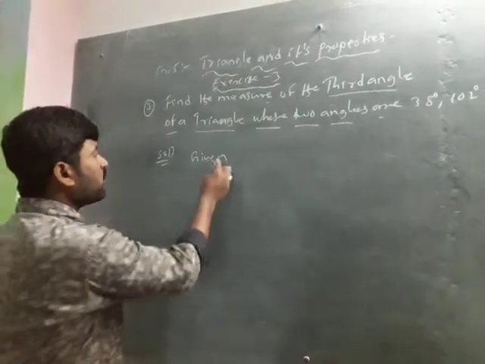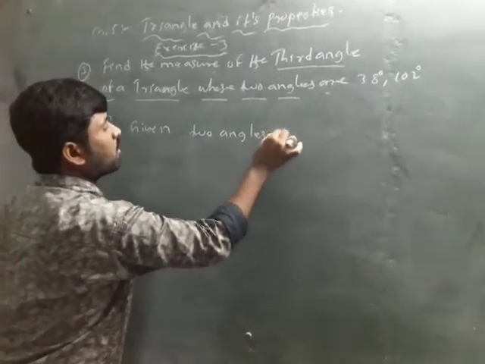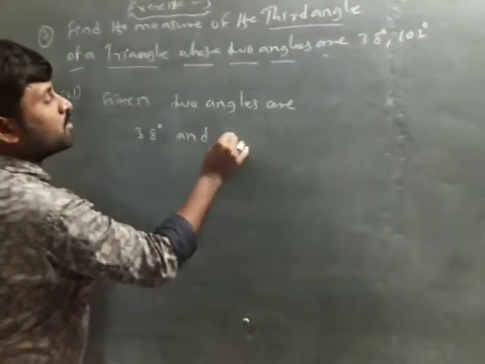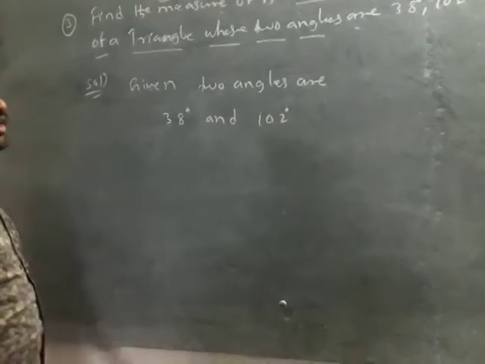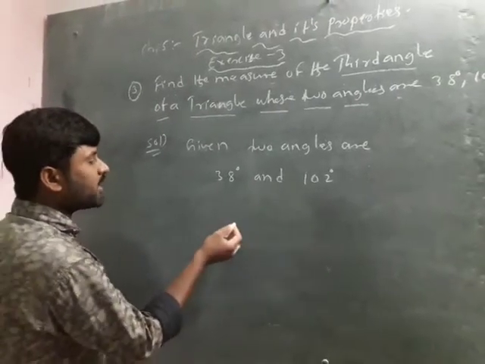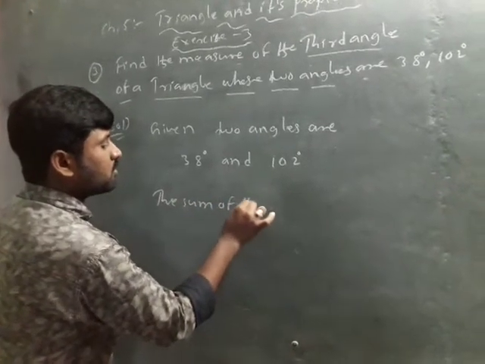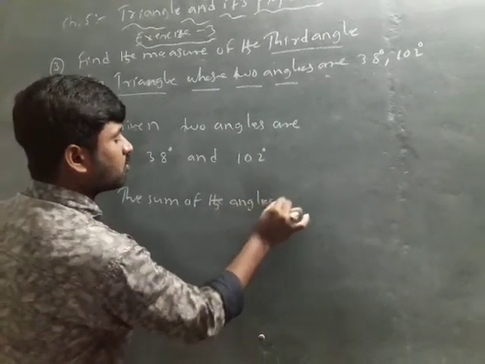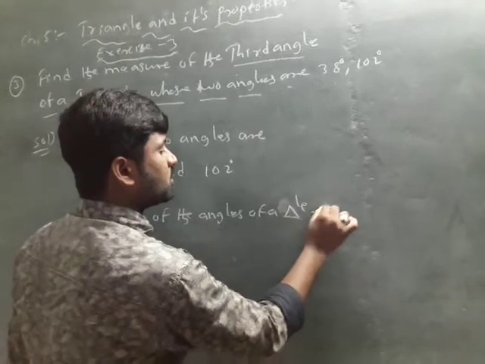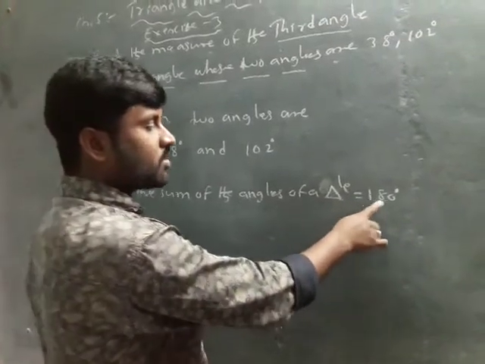See, what are the given angles? The given two angles are 38 degrees and 102 degrees. So I am taking the third angle. How to find the third angle? The sum of the angles of a triangle is equal to 180 degrees. The sum of the angles of a triangle is equal to 180 degrees.